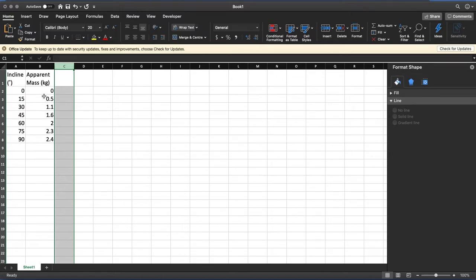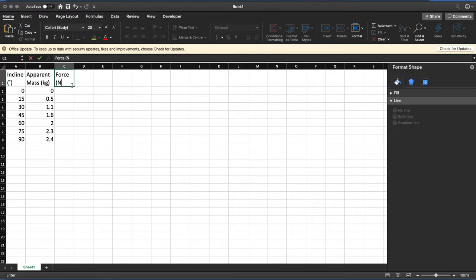The first thing I'm going to do is convert the apparent mass in kilograms to a force in newtons by multiplying it by 9.8, which is the acceleration due to gravity on Earth. I'm then going to drag this down to take all of my data. I do have 4 significant figures here. I should only have 2. I'm not going to worry about that while I just do a first analysis.